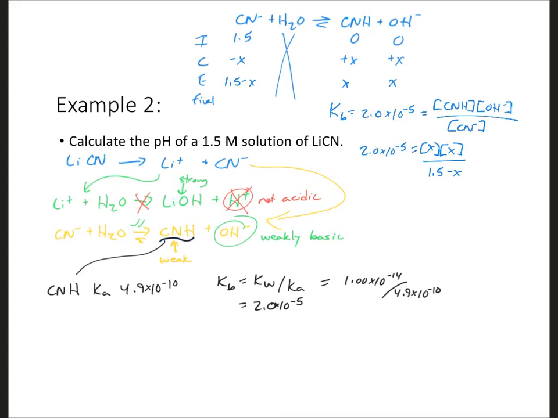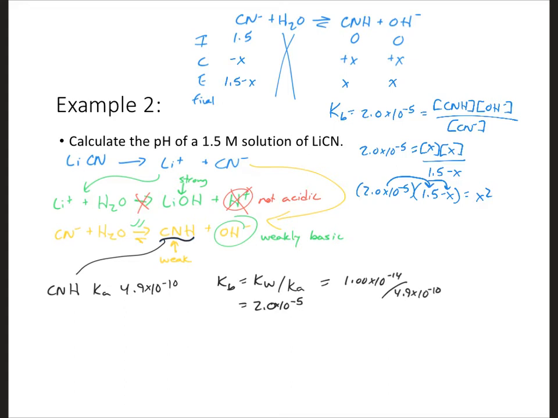We're going to need to try to get all the numbers and x's on one side equal to 0. So that means I'm going to have my 2.0 times 10 to the minus 5 times 1.5 minus x equals my x squared, right? X times x. So that means I need to move everything. I need to actually distribute, right? 2.0 times 10 to the minus 5 times 1.5, and then also times minus x. And then I need to get all this on one side, so it's equal to 0.